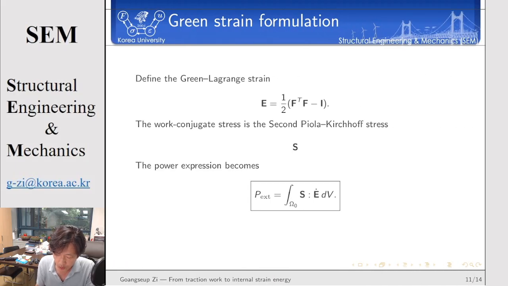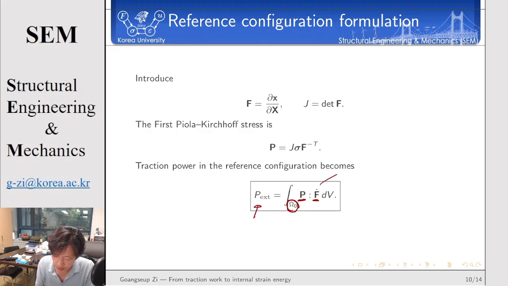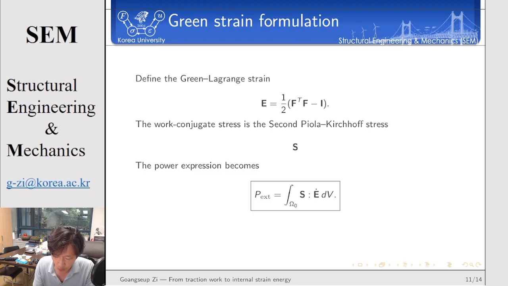And also, instead of using the rate of deformation gradient, we can consider the so-called Green-Lagrange strain for large deformation. If you do that, considering this energy conjugate, we can use the form of the so-called second Piola-Kirchhoff stress. Then this is a third form of the power equation.